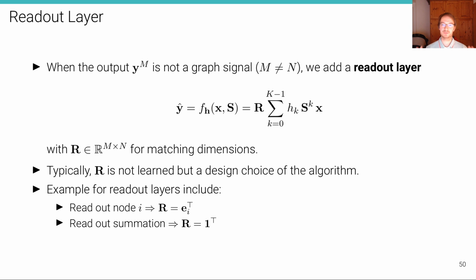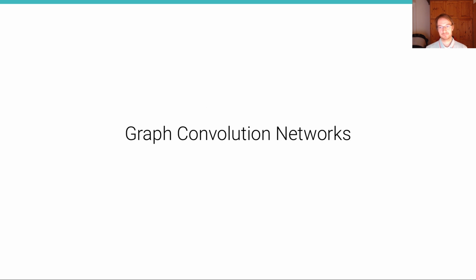So a readout layer is used in order to produce outputs of different dimensionality than the dimensionality n of the input graph signal. And for instance, a summation readout would be useful in order to tackle classification problems where the input is a graph and a graph signal and the output is a particular category. Okay, so this was about learning a graph filter, which you can think of as a single layer graph network.